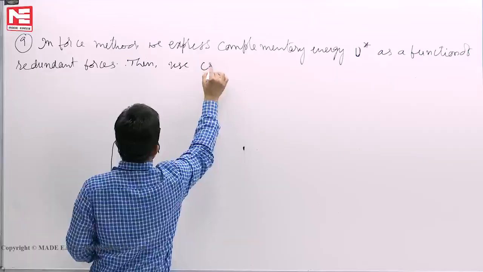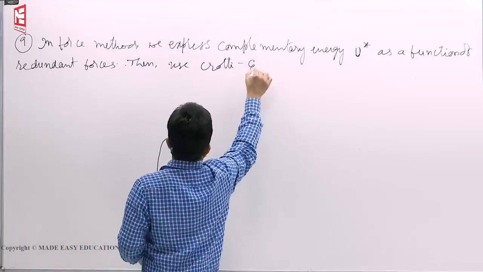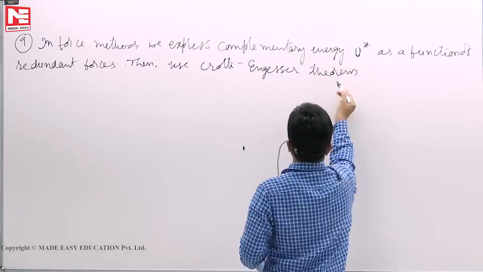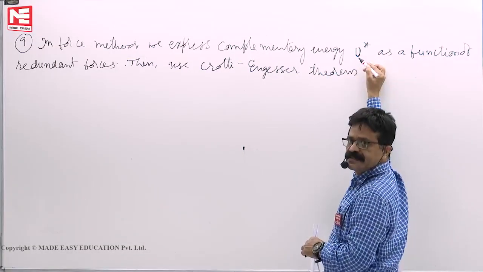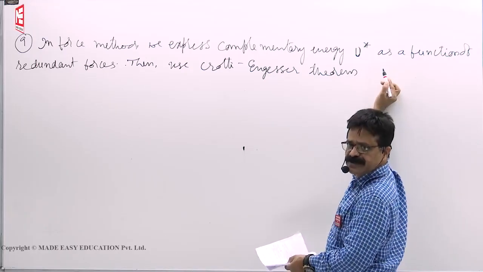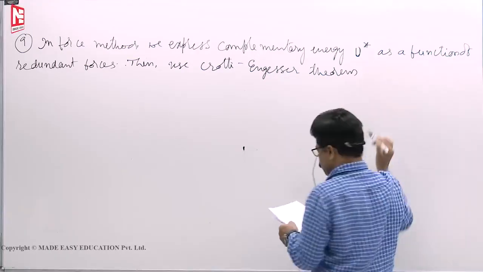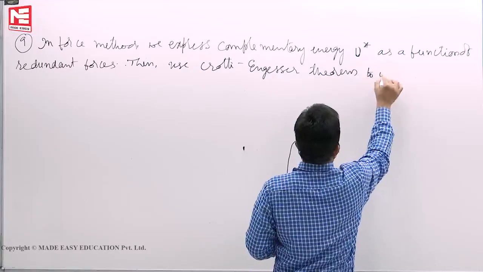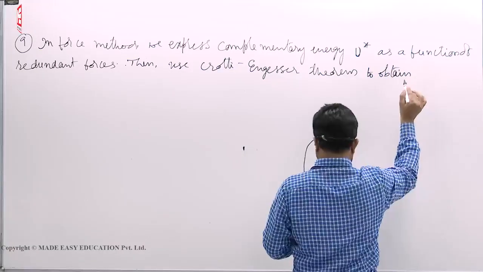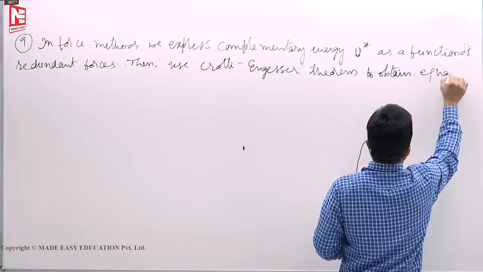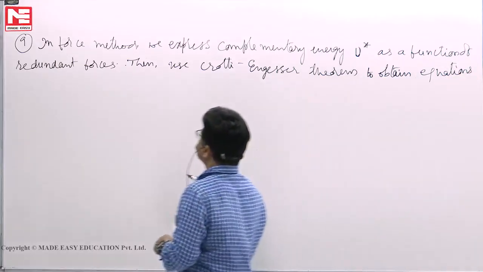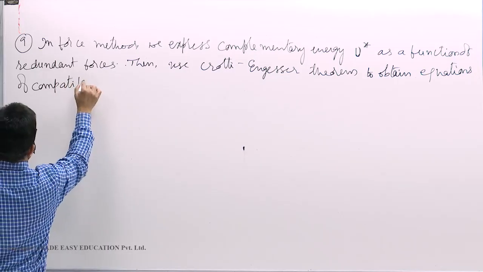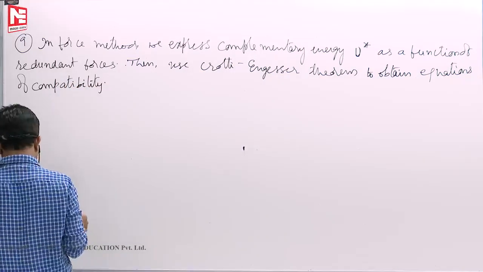Then use the Crotty-Engesser theorem. What is that theorem? ∂U*/∂X is equal to some displacement, you will get the displacement. If it becomes 0, let it become 0. Use the Crotty-Engesser theorem to obtain equations of compatibility.